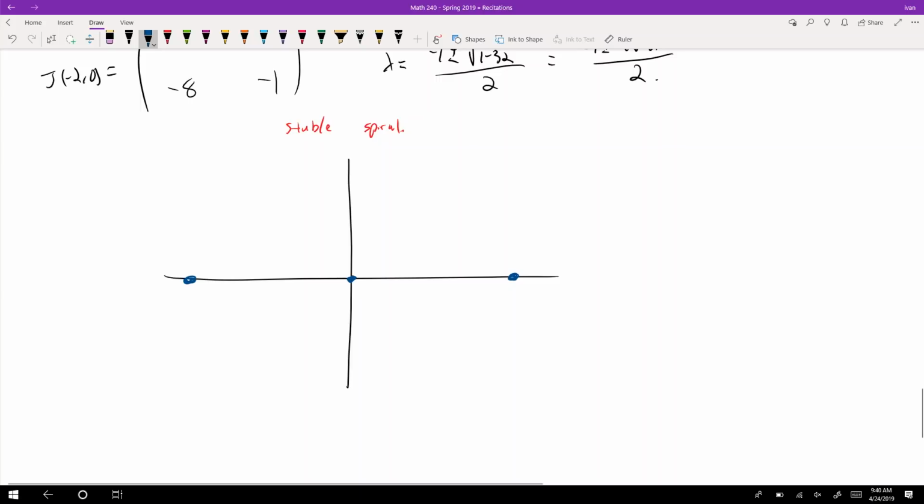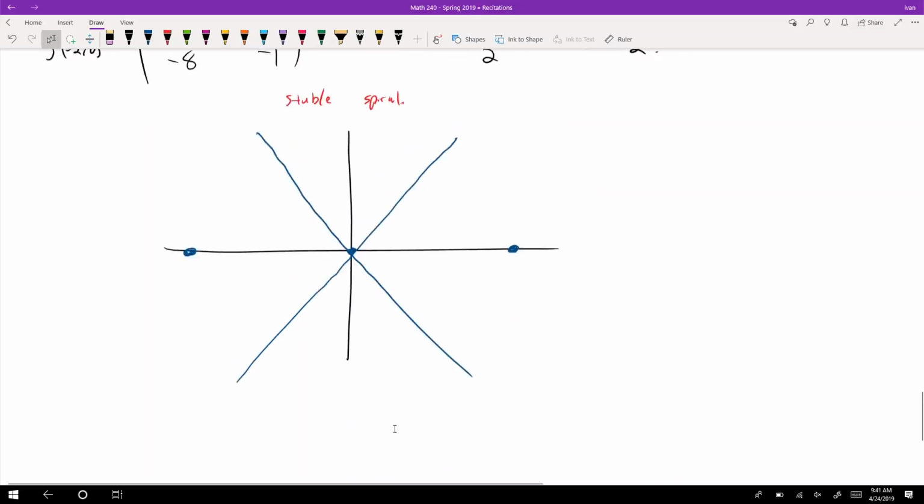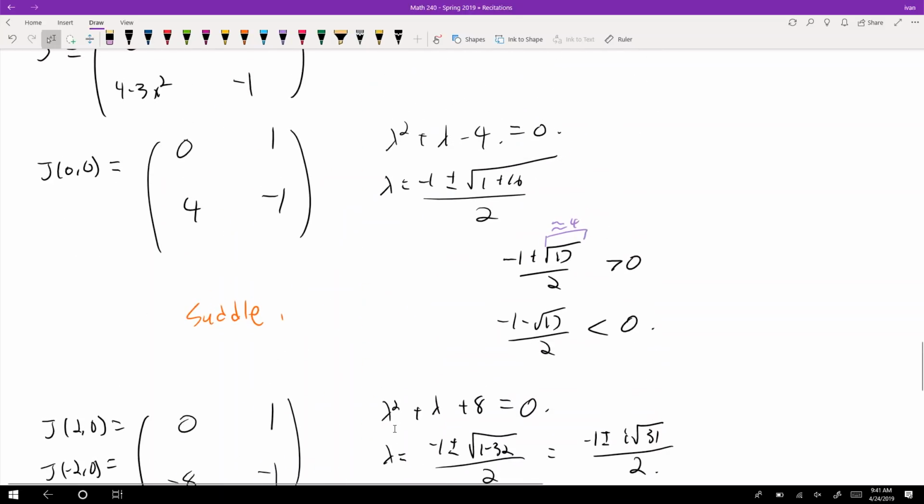So now what? Now we got 2 lines going through the origin, because I have a saddle point there with real values. The eigenvalues are kind of crappy, right? Negative 1 plus or minus root 17 over 2. So we're just going to hold off with finding the eigenvectors for now. But in theory, you'd find the eigenvectors, and then you would know which direction they're going in.